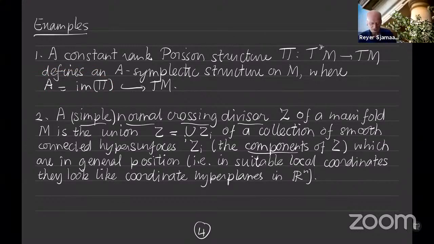The second class of examples is where your manifold is equipped with a divisor, a subset of codimension one. To make it not too difficult, let me make it a simple normal crossing divisor, which means that your hypersurface is a union of smooth, connected codimension one submanifolds, which are called the components of that divisor. And I demand that these hypersurfaces are in general position. So if you write these hypersurfaces in a suitable local coordinate chart, they will look like coordinate hyperplanes in R^n. They will intersect in general position, like coordinate hyperplanes in R^n.